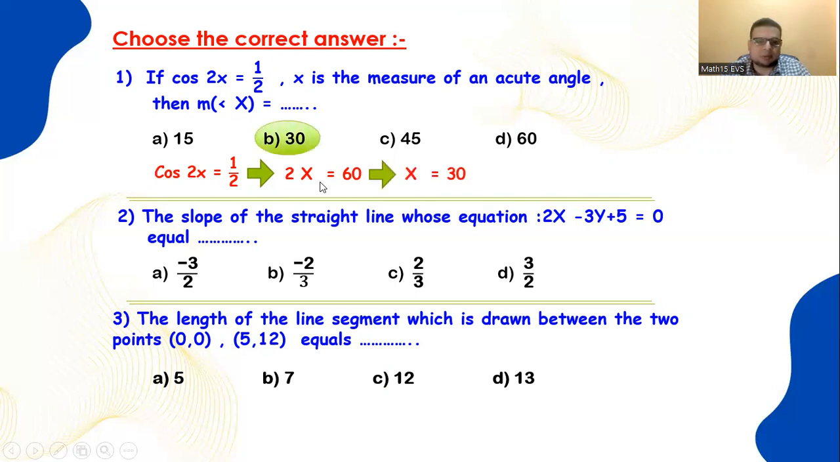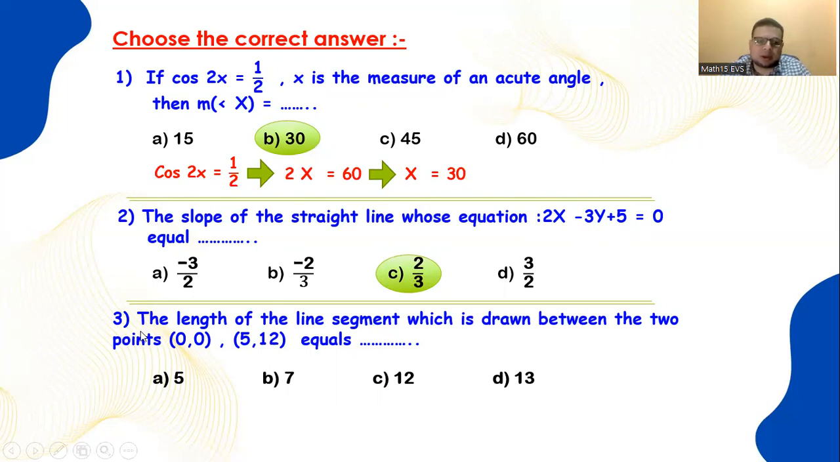Number 2. The slope of the straight line whose equation is 2x - 3y + 5 = 0 equals what? I need the slope. It is negative coefficient of x over coefficient of y if you have an equation equal to 0. So negative coefficient of x is negative 2, over coefficient of y, negative 3, so negative 2 over negative 3 will be 2 over 3.